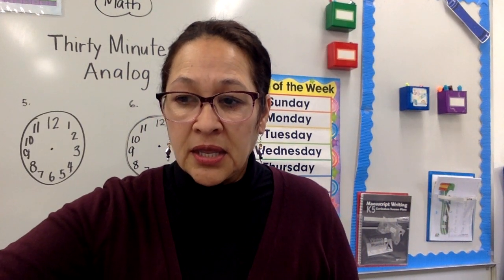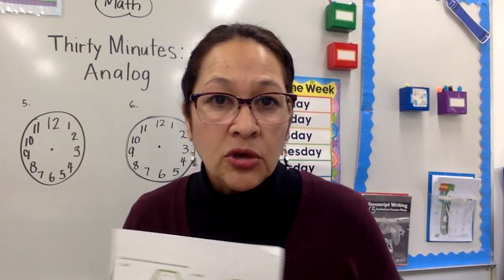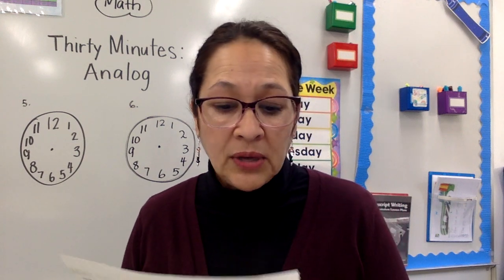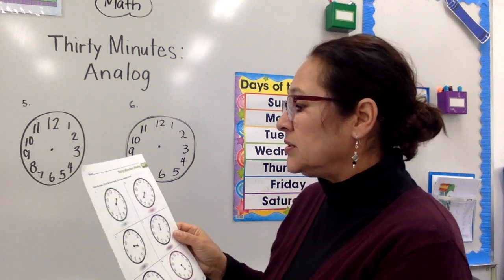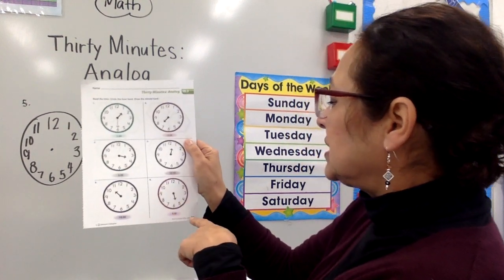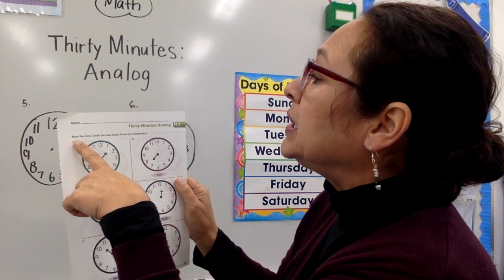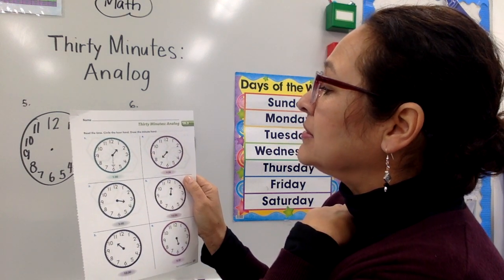Now the next thing we're going to do is just go over our paper. The paper that you should have is lesson 10.3, and it is page 251. It's 30 minutes analog. So we're using the clocks that you have at home, and we're going to have fun just right now setting it and then setting it to the time that we work on the paper with, okay? So let's do the first one. Let's go over here. So we're going to do page, like I said, 251, and it says, read the time and circle the hour hand. Draw the minute hand. You see that?